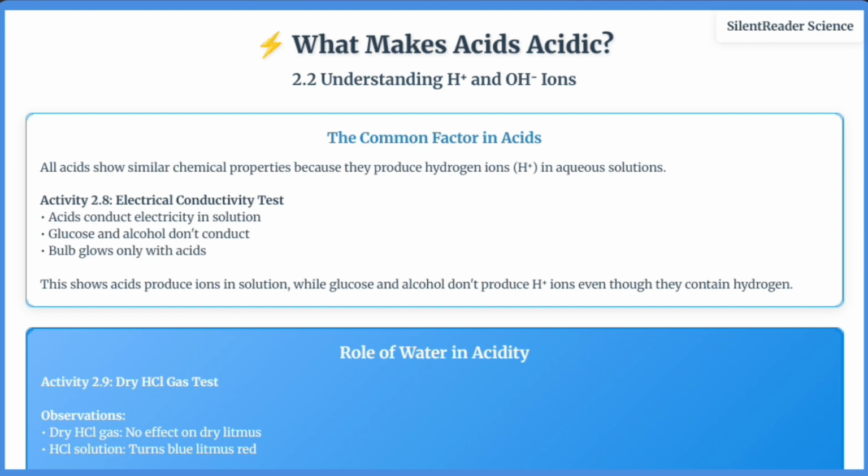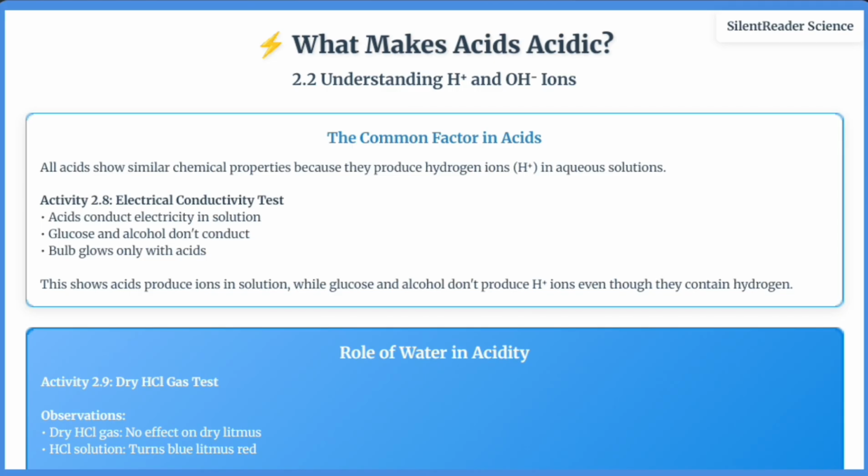Water plays a crucial role. In Activity 2.9, we see that dry HCl gas doesn't affect dry litmus paper, but HCl solution turns blue litmus red because H+ ions are produced only in the presence of water. These H+ ions combine with water molecules to form hydronium ions H3O+.